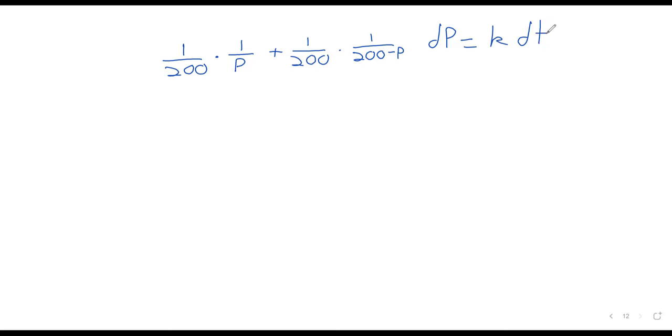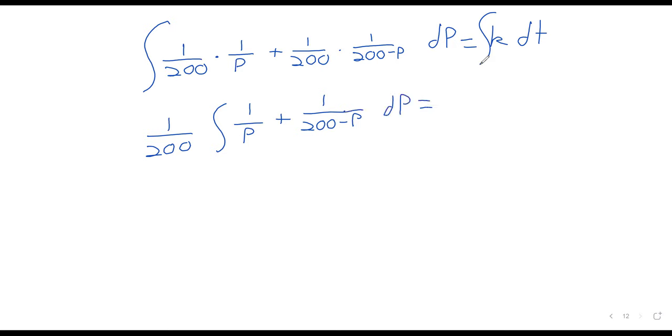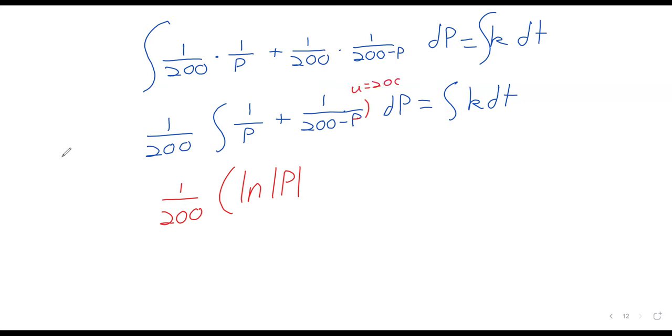Equals k dT. And I'm integrating both sides. And the point of all of this is that I can now pull this out. All right, and I can integrate these, or at least I hope I can integrate these. 1/P is the natural log. This requires a quick u substitution. That's going to turn that addition into subtraction.